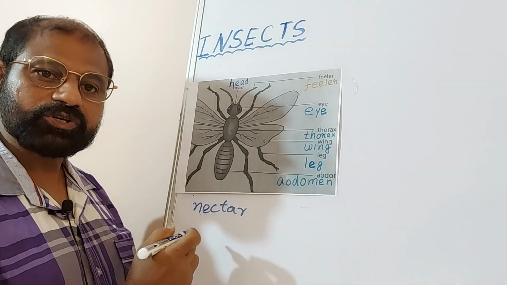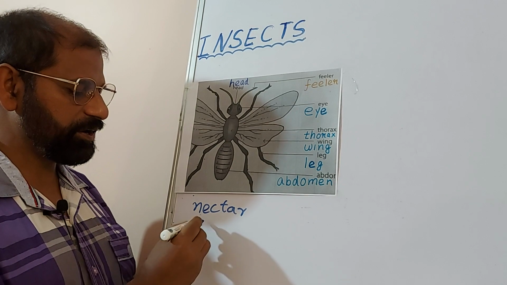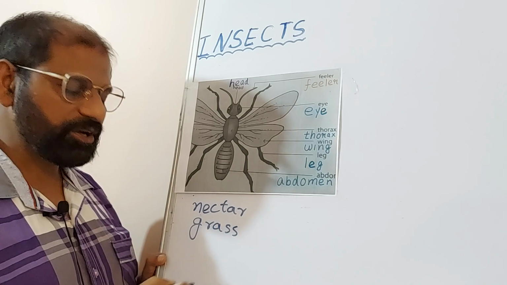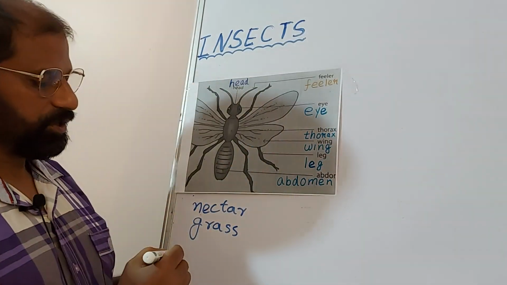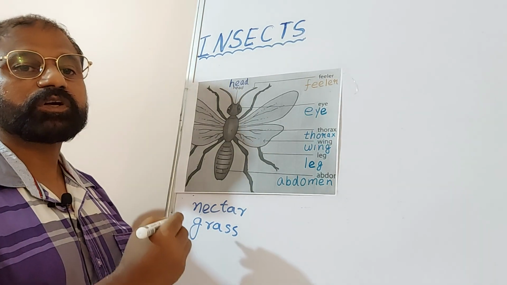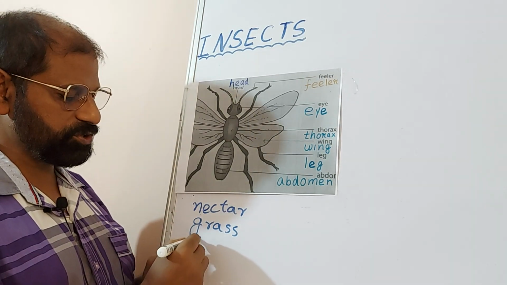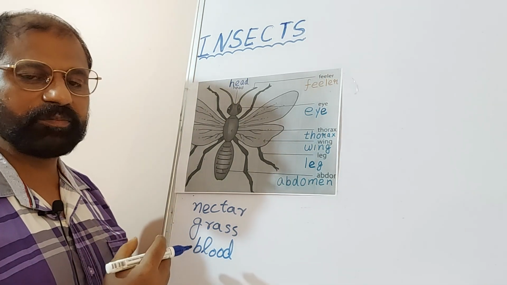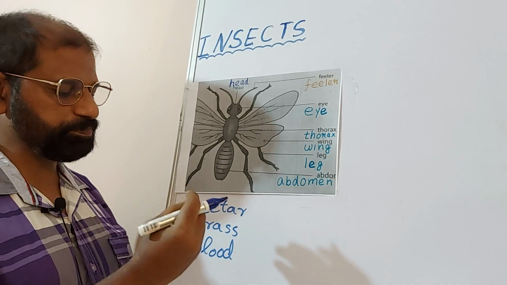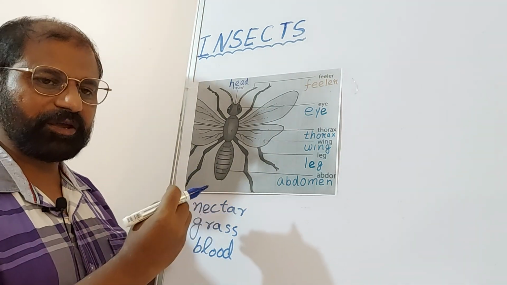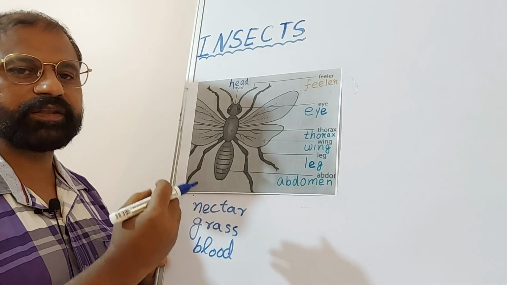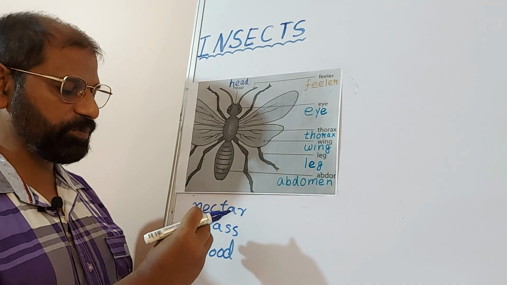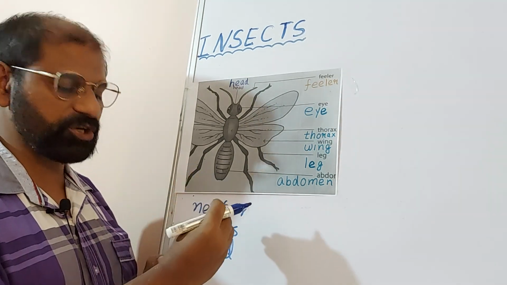Then grasshoppers. Grasshoppers eat grass. Then mosquitoes. Mosquitoes suck blood from human beings and animals, and they go from person to person sucking blood, or animal to animal, and they carry germs and spread diseases. So we must be very careful about the mosquitoes.